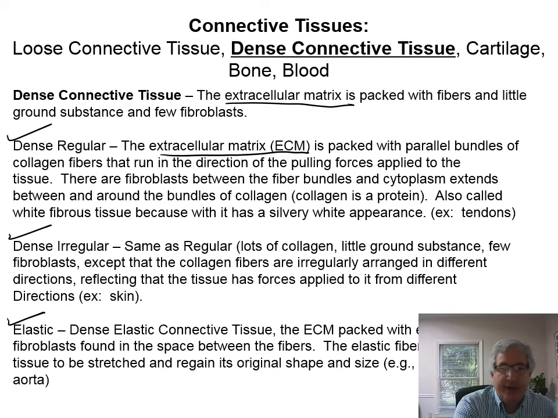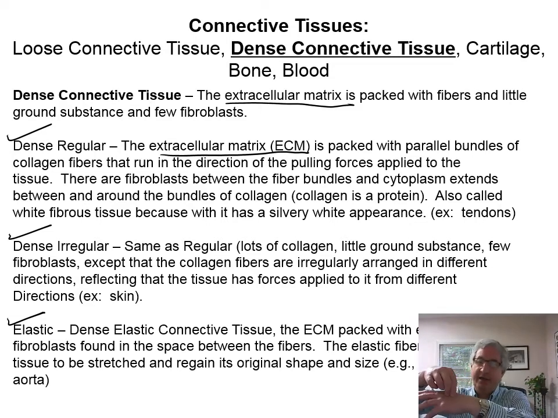All right, so dense irregular connective tissue, what does that do? Well, it's got the same type of stuff, has collagen in it, lots and lots of collagen, very little ground substance, and few cells, few fibroblasts, except that in this case, the collagen fibers are not arranged in parallel bundles. They're all different directions. They're irregularly arranged, okay? So this would be found in places where you have different directional forces applied to it. So like the skin.